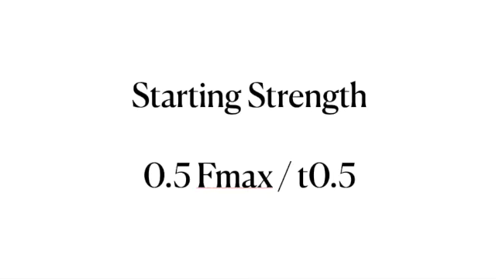Starting strength has been defined as the ability of the muscles to develop force at the beginning of the working contraction, before external movement occurs. It is calculated by dividing 0.5 F max by T 0.5, where 0.5 F max is half of the recorded peak force, and T 0.5 is the time taken to reach half of the recorded peak force.